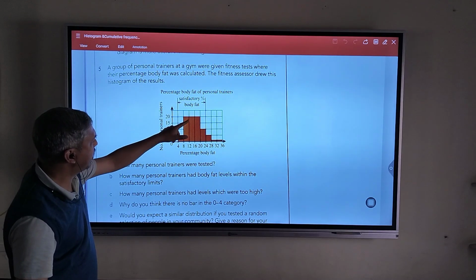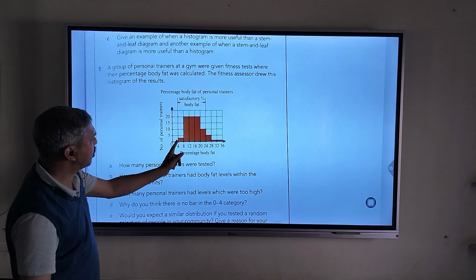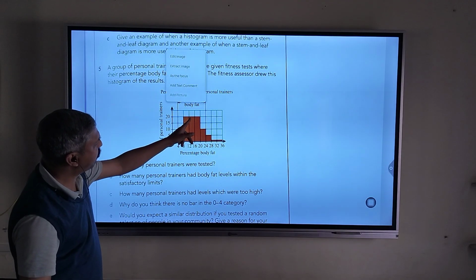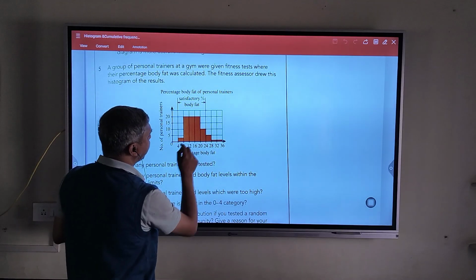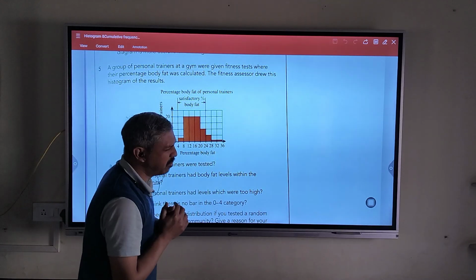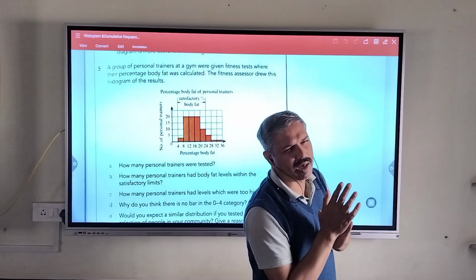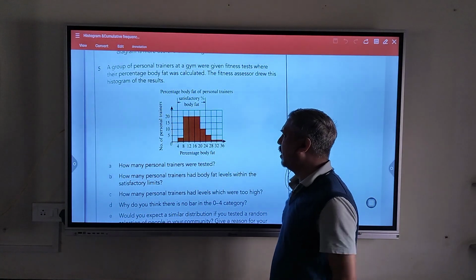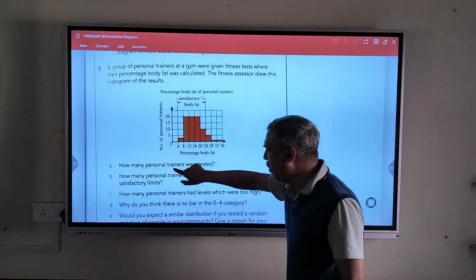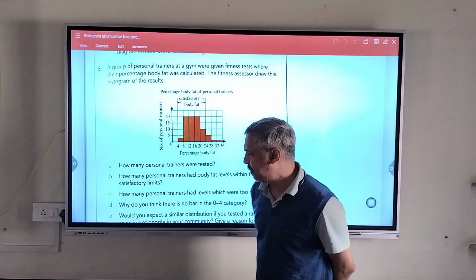This is 20, this is also 20, this is also 20. So 3, 23, 43, 63. This is 10, so 73. 5, 73 plus 5 will be 78. And these should be 1 and 1. So 2, 78 plus 2 is 80. So 80 personal trainers were tested.